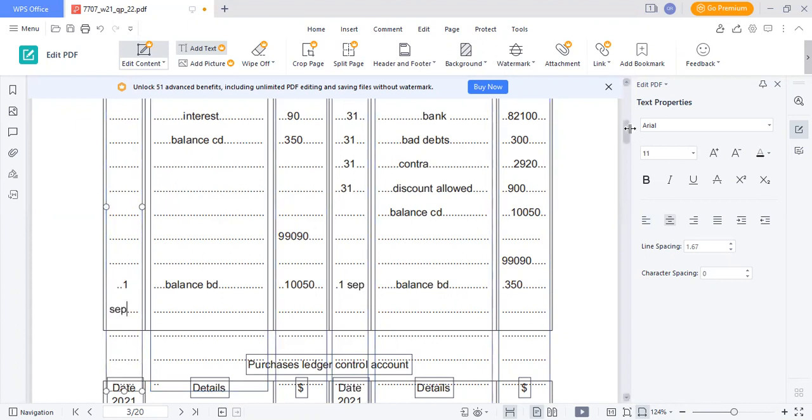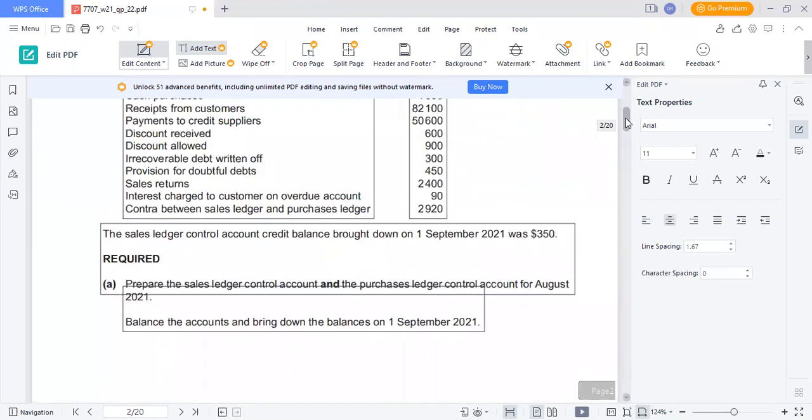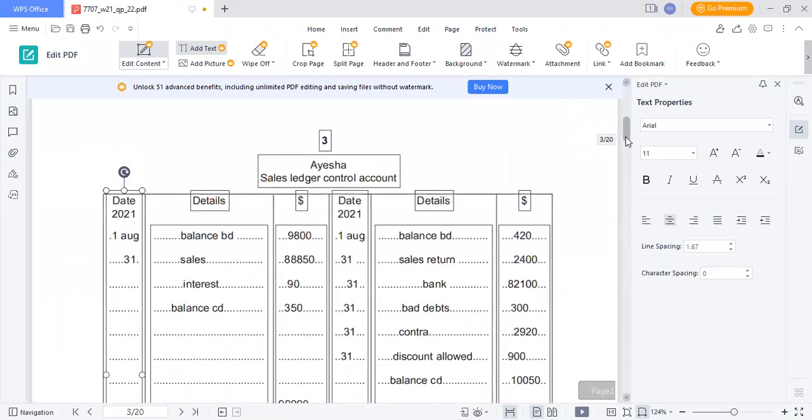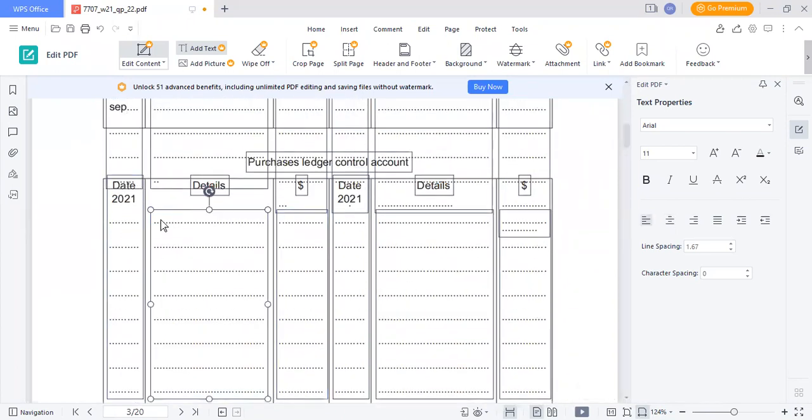Okay. Then we'll make the purchase ledger control account. For that, we'll be needing the purchase ledger control account credit balance 7,700, credit purchases. We'll not be using cash purchases. We'll be needing credit purchases, that is 55,400. Then we'll be needing payments to credit suppliers, discount received, and contra. So balance BD. We have only one balance. Okay. So that is 7,700.